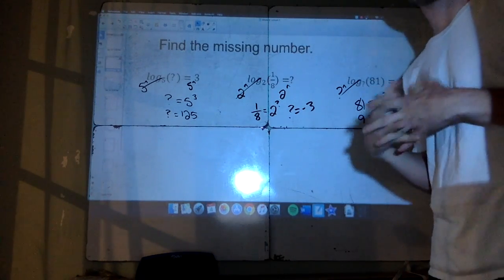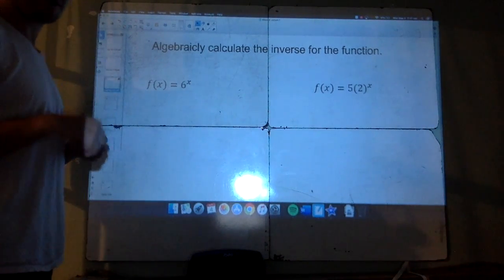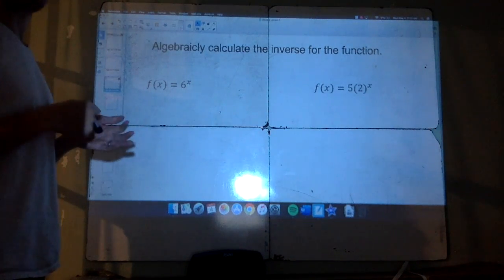It's a fundamental understanding. So we're going to use that to algebraically calculate the inverse. So pause the video. I want you to try this out on your own. Make sure we're getting it from last week.